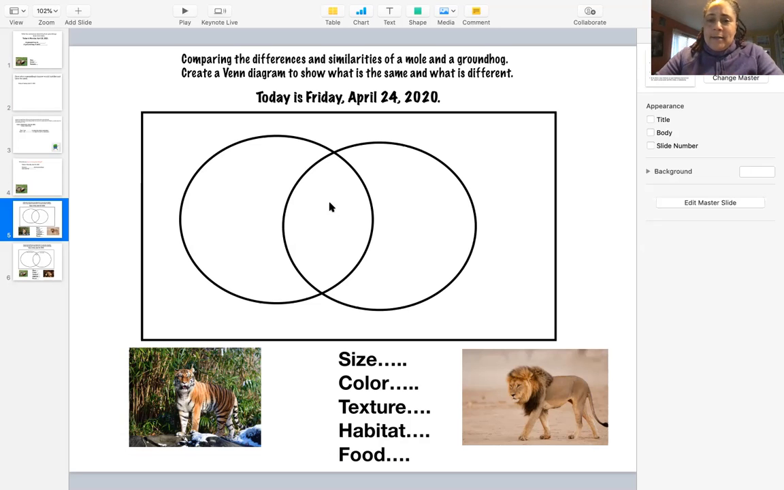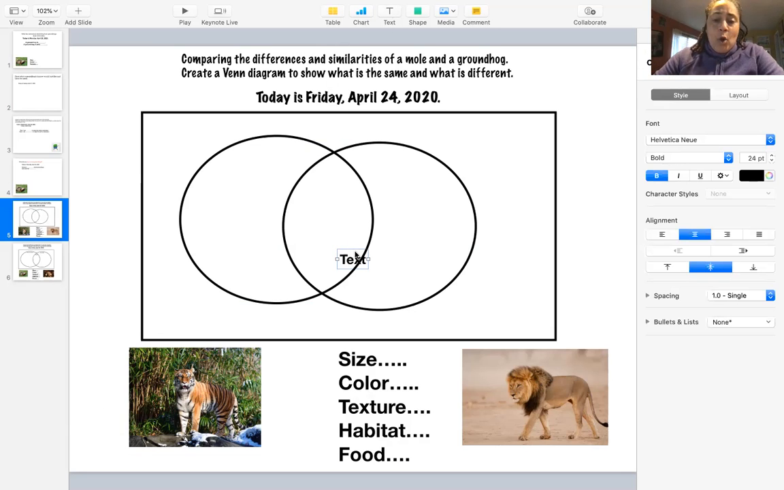So you guys need to do this for a mole and a groundhog, but I want to just give you an example. I've decided to do a tiger and a lion, okay? Now, when we look at these two animals, even if we haven't read about them, what is something that we can say both of these animals have? Or what is something that we could say both of these animals are? Yeah, they're both big cats. So I can put down big cats right in the middle for both of them.